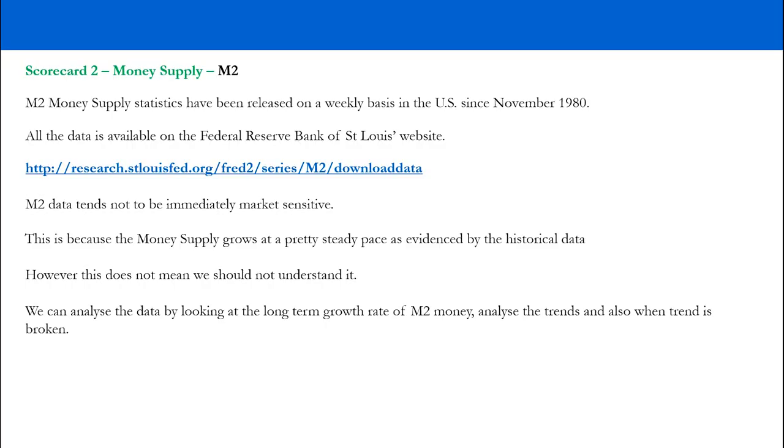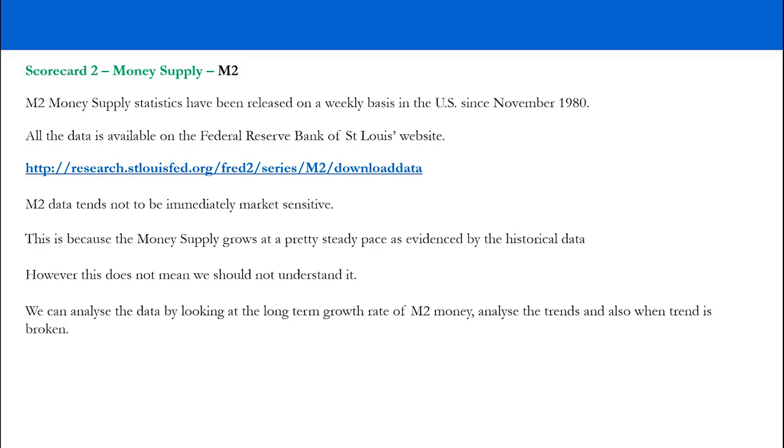So where do we get these stats and what do they all mean? Well, they are released on a weekly basis by the Fed, and the data goes back to November 1980. So this is all the publicly available data, and it's available on the Federal Reserve Bank of St. Louis website. So if you just go to this link here, you will find all of the data, and you can literally hit the button and download it.